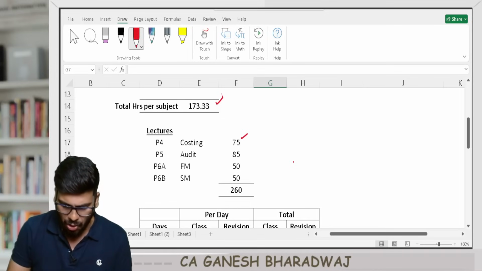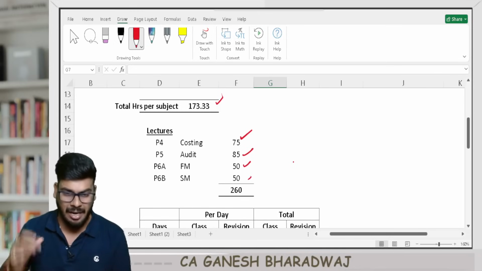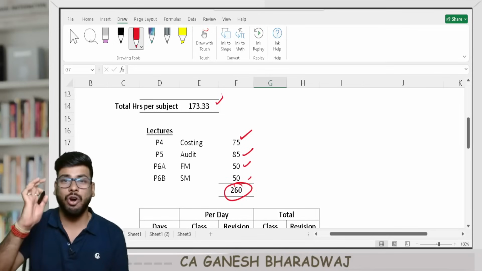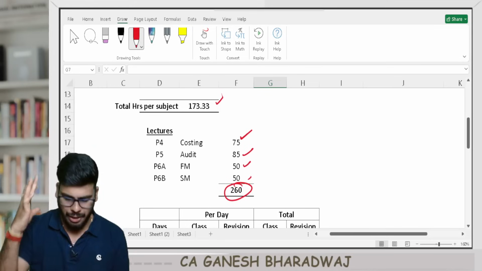So roughly for all the subjects, I handle costing and FM. Costing is 75, FM is 50. Audit 85 and 50, roughly I put here. Overall, you've got 260 hours of lecture duration that you need to watch.